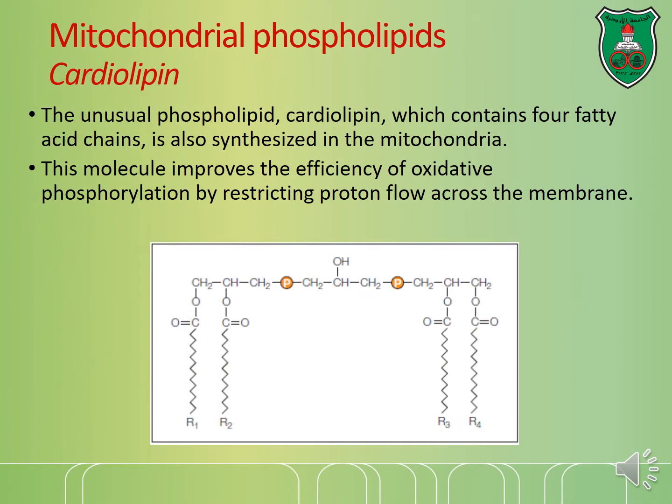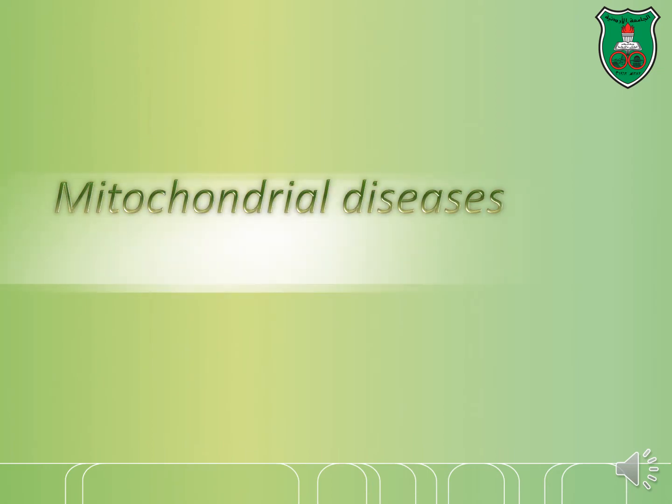Now, they also have a unique phospholipid known as cardiolipin, which is rich, as you can tell from the name, in cardiac tissues. We talked about this lipid before in biochemistry. It contains four fatty acids, and it is synthesized in the mitochondria. This phospholipid is thought to enhance the efficiency of the oxidative phosphorylation process in mitochondria.